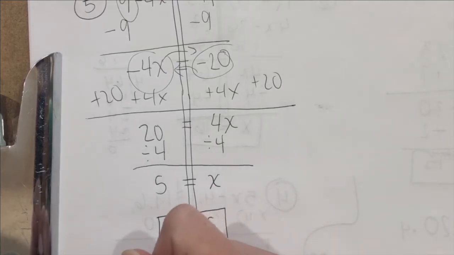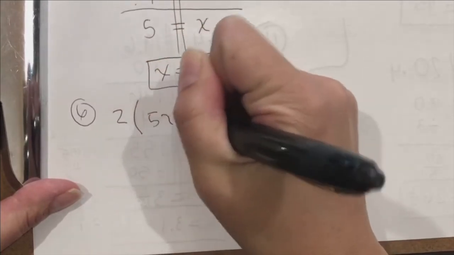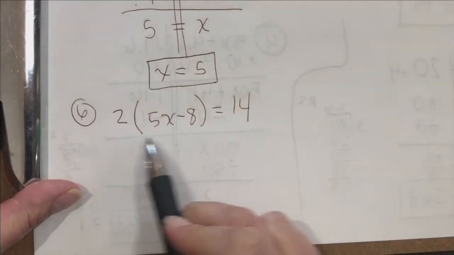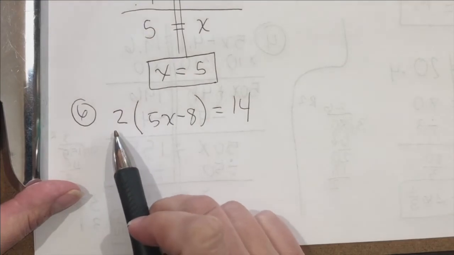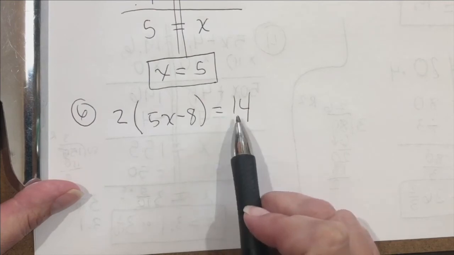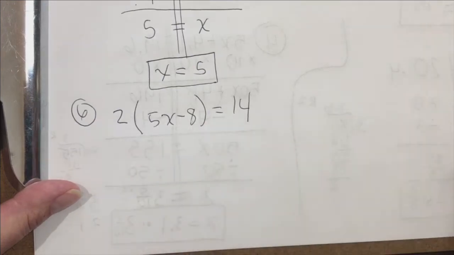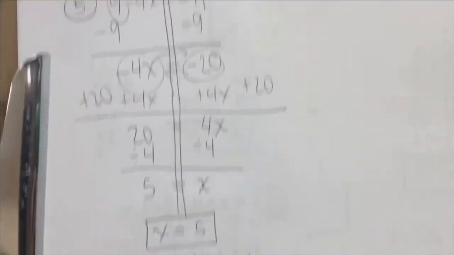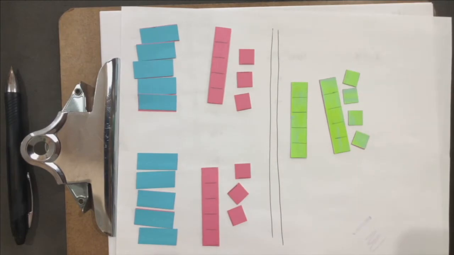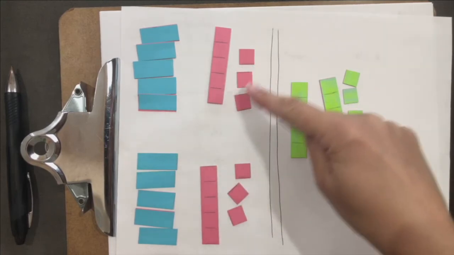Let's do number 6. 2 sets of 5x minus 8 is equal to 14. And I know I've read that differently than how I've been reading things. I'll read it the other way. 2 parentheses 5x minus 8 close parentheses equals 14. But when we're thinking about our equation mat, we're going to have 2 sets of 5x minus 8. Let's go ahead and put that on the equation mat. Okay, I have 2 sets of 5x minus 8.